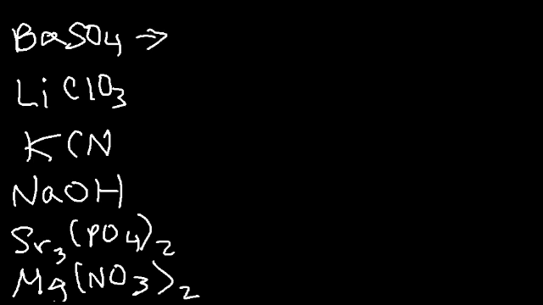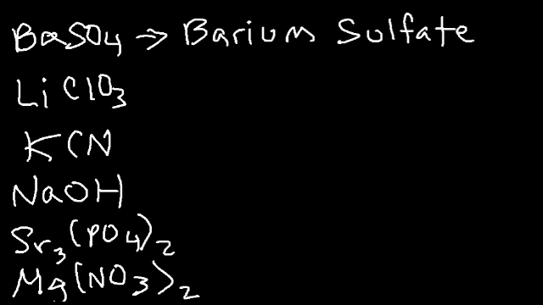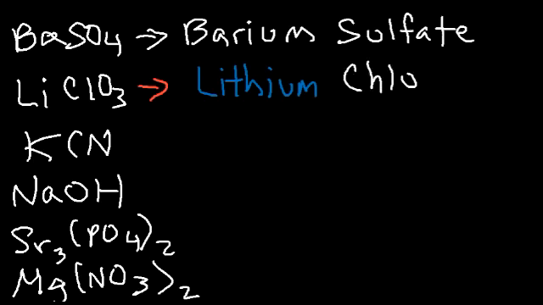If you know the names of the polyatomic ions, it's not going to be difficult. So Ba, you need to know the name for Ba. Ba is called barium. And SO4 is the sulfate ion. So this is simply called barium sulfate. So that's not too bad. So let's try the next one. Li is lithium. And ClO3, as we mentioned before, that is chlorate. So we have lithium chlorate.